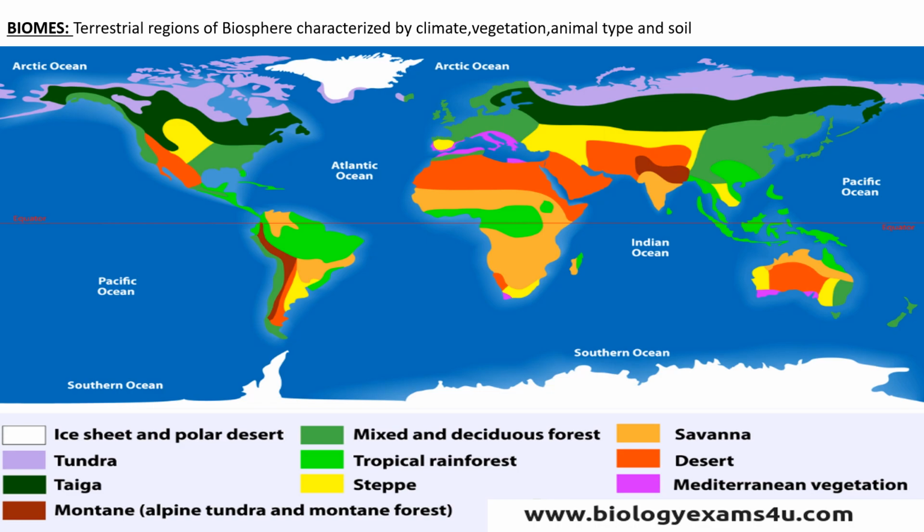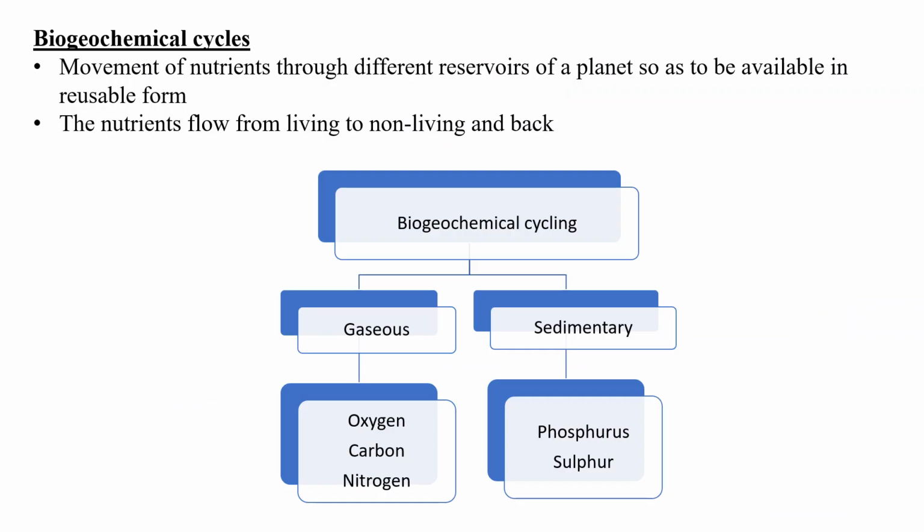Another important concept is biogeochemical cycling. It is the movement of nutrients through various reservoirs in a planet. The nutrients flow from living organisms to non-living components and back to living beings. Broadly, there are two types of biogeochemical cycles: gaseous cycles and sedimentary cycles. Oxygen cycle, nitrogen cycle, and carbon cycle are all gaseous cycles, whereas phosphorus and sulfur cycles are sedimentary cycles.